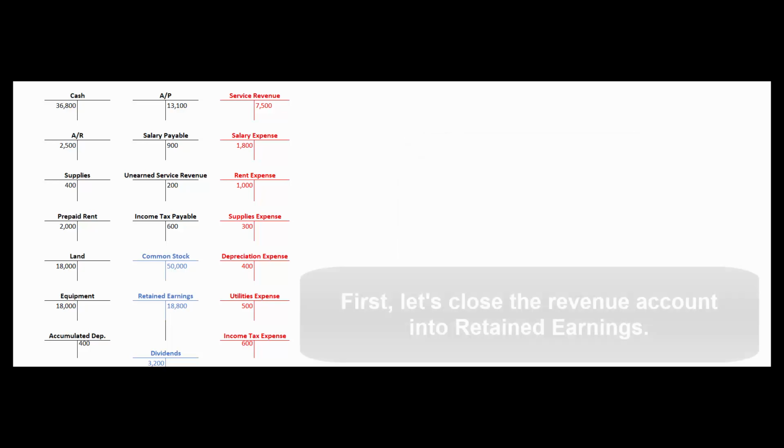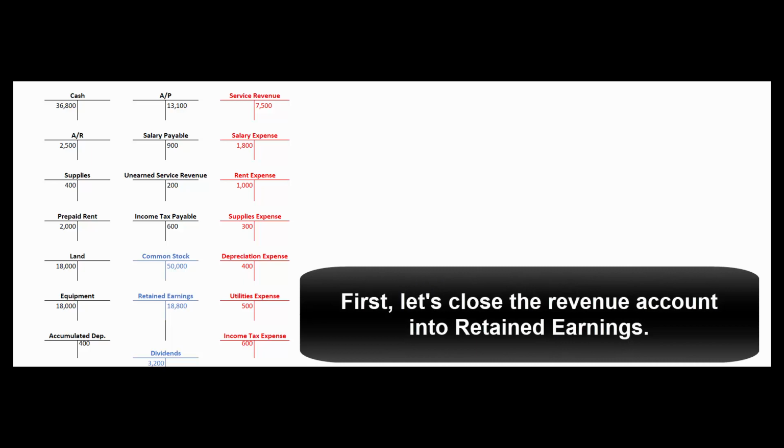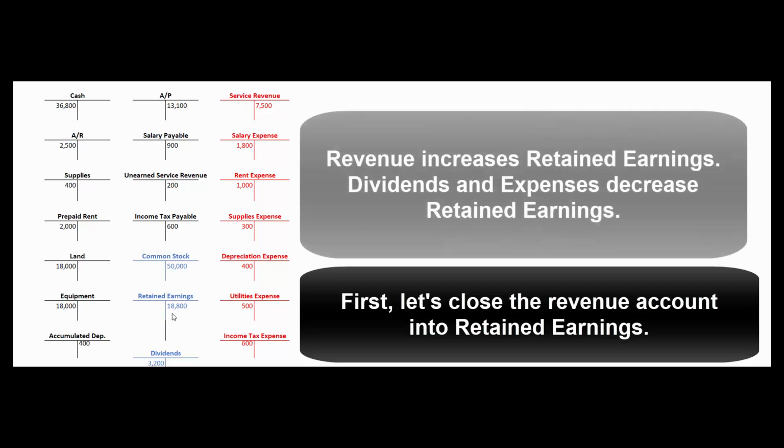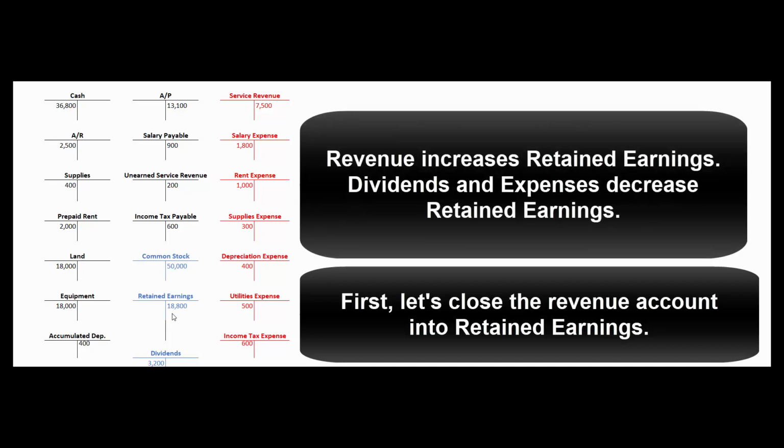As I say, it's 3 simple journal entries. First, let's close the revenue account into retained earnings. Service revenue has a credit balance of $7,500. To make it 0, we're going to debit it for $7,500 and credit retained earnings. Remember, retained earnings is on the right-hand side of the balance sheet. Its normal balance is a credit. So when we credit it with our revenue, we're increasing retained earnings, which makes sense because revenue increases retained earnings, dividends and expenses decrease retained earnings.